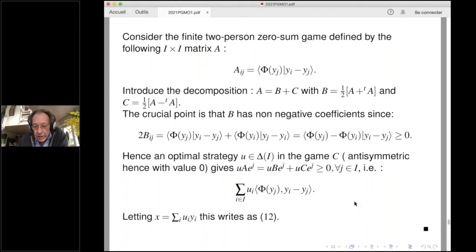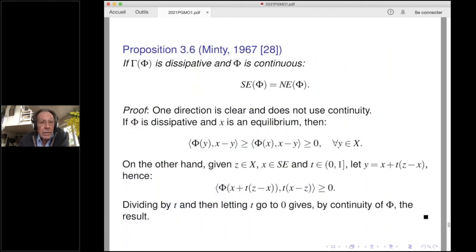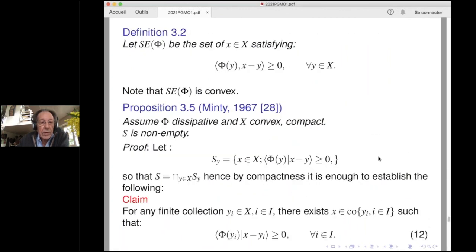And that's it. So this is the proof of Minty. What I have here is that this set SE of phi is convex. It may be empty in general, so there is no general property like for Nash equilibria. But if the game is dissipative, it's non-empty, and the proof is elementary, meaning that it relies on the min-max theorem on the separation, while it's not true for Nash equilibria in general. It uses a fixed point.